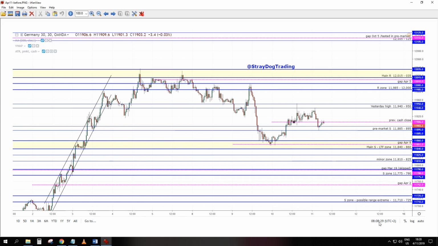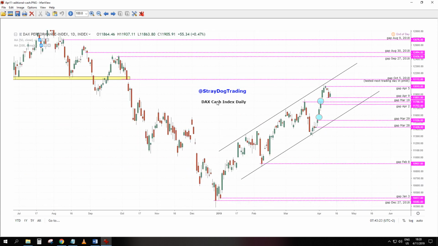As you can see, the market was near previous cash close, and the entire pre-market range was between the bottom of yesterday high zone and here at the pre-market support. So this was the pre-market range. Also, this cash index chart is good not only to mark gaps yourself and keep track of gaps, but also to help determine bias. Now we are in the range, so now this chart is no help for us for bias.